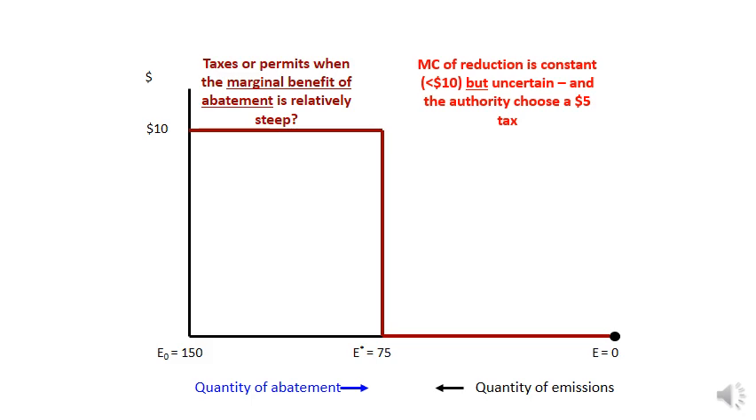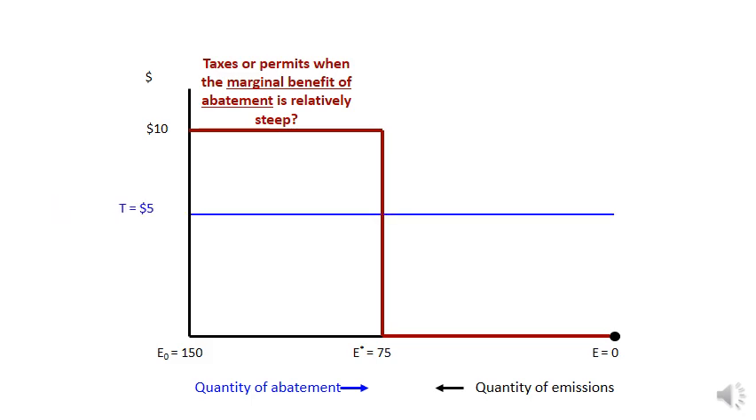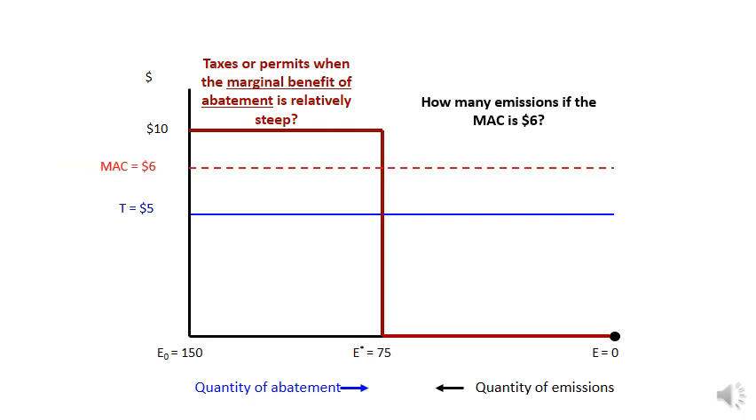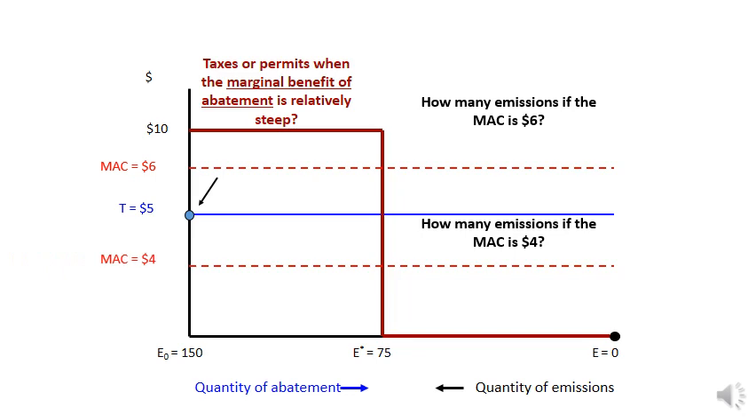So the regulatory body, the authority, might choose a $5 tax. What happens if the marginal abatement cost is $6? If the marginal abatement cost is a constant $6, in other words, greater than the price of the tax, we're not going to see any abatement. We're going to see a completely polluted system. On the other hand, if the constant marginal abatement cost is $4, less than the tax, we'll see full abatement. We'll see no pollution.